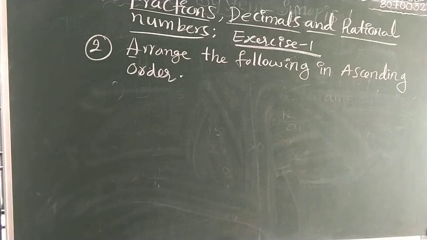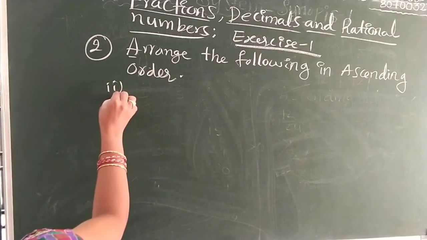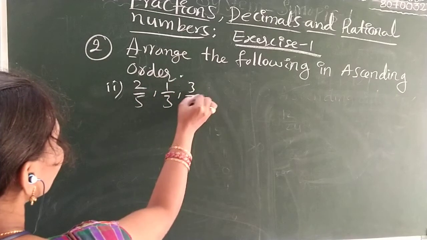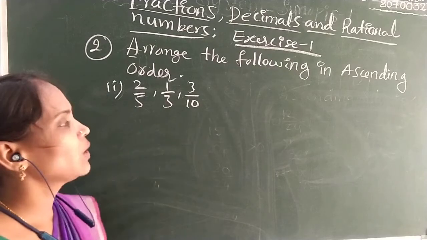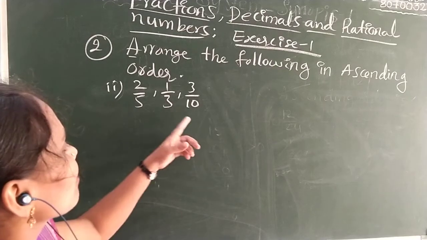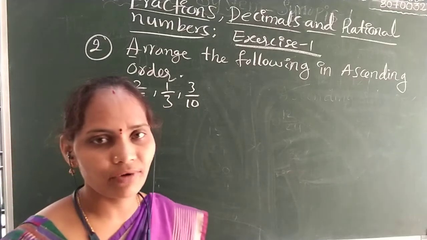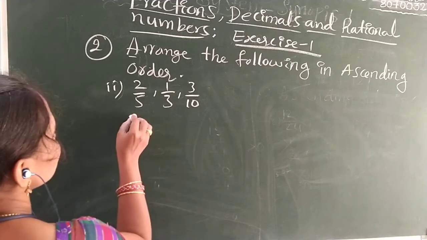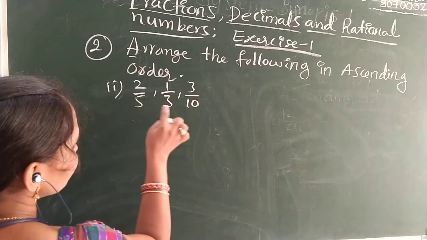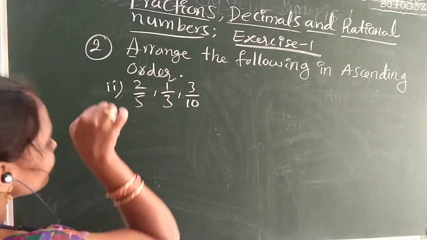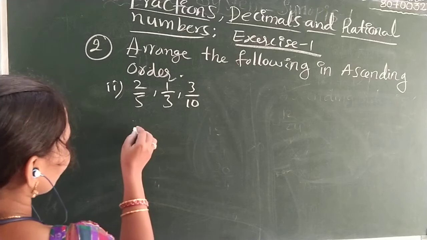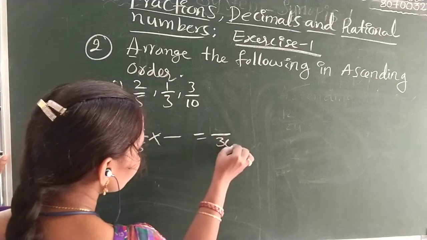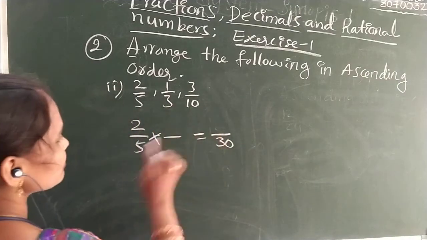Here the second bit is given: 2 by 5, 1 by 3, 3 by 10. See, here also unlike fractions. All have different denominators, so we call them unlike fractions. Whenever unlike fractions are there, first we need to convert into like fractions. For these three, the 5, 3, 10 tables, what is the common table we have? 30 table, right? So here I am taking 30 as the denominator. For these three numbers the LCM is 30.